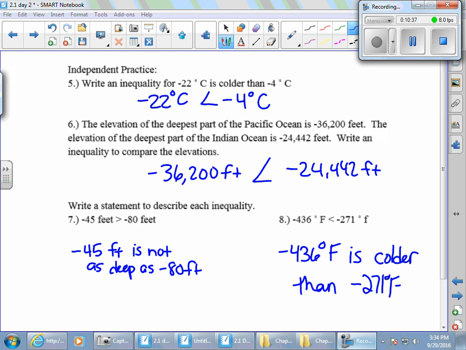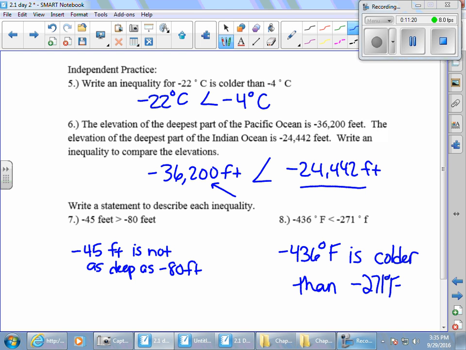All right, so here you can see the answers to the independent practice. For number 5, I have negative 22 degrees Celsius is less than negative 4 degrees Celsius. Colder means it would be lower on our thermometer. For number 6, I have negative 36,200 feet is less than negative 24,442. This one is a bigger number. It's higher up, where this one, 36,000, is lower in the ocean. It's the deepest part. It's farther down.